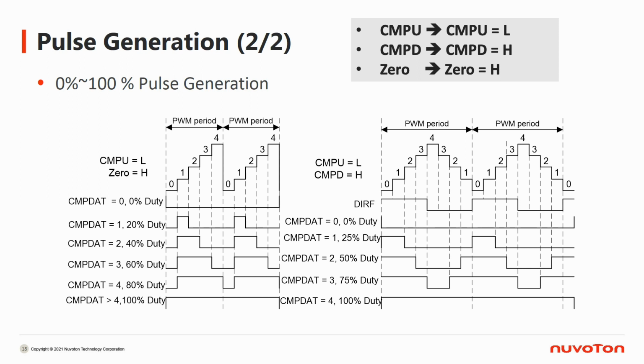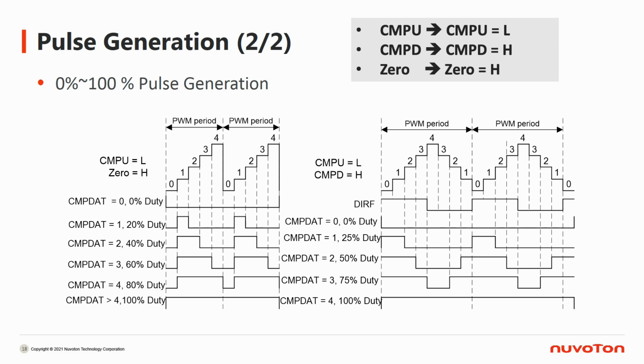The graph on the right-hand side shows an up-down counter type. There is DIRF to show the direction of counting. DIRF equals 1 means counting up. DIRF equals 0 means counting down. In this graph, it defines CMPU equals L and CMPD equals H.